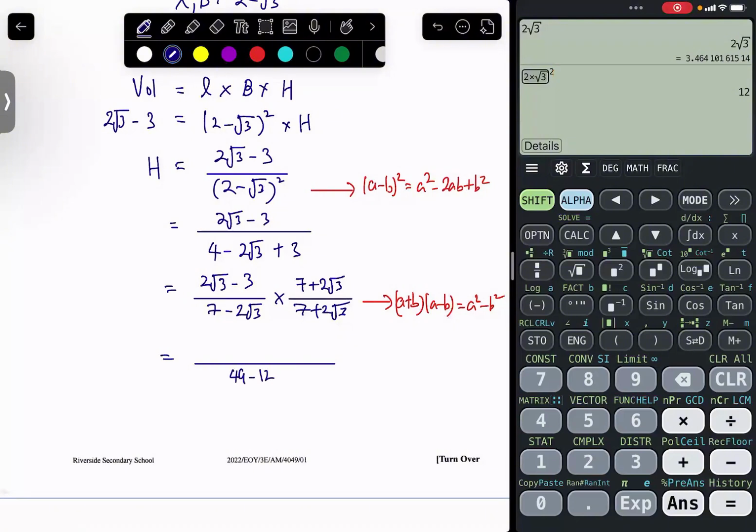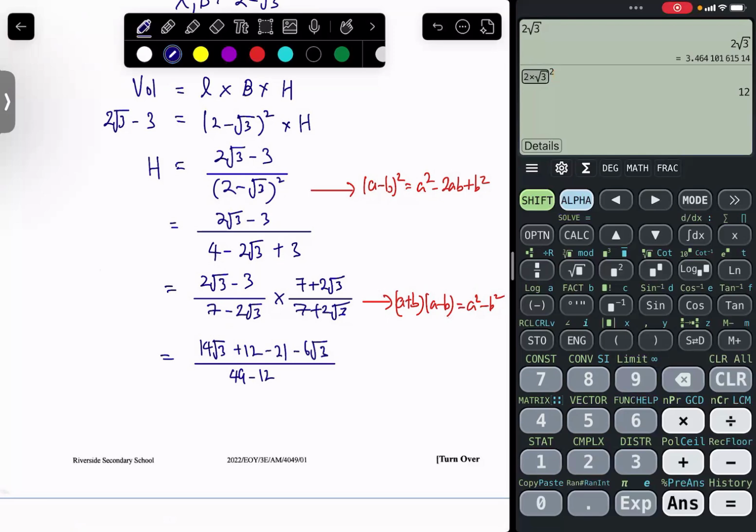Now the numerator: we have 2 root 3 times 7, so that is 14 root 3. 2 root 3 times 2 root 3 is again 12. Minus 3 times 7, that's minus 21. Minus 3 times 2 root 3, that is minus 6 root 3.